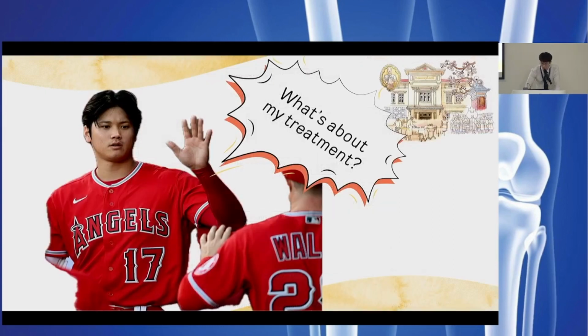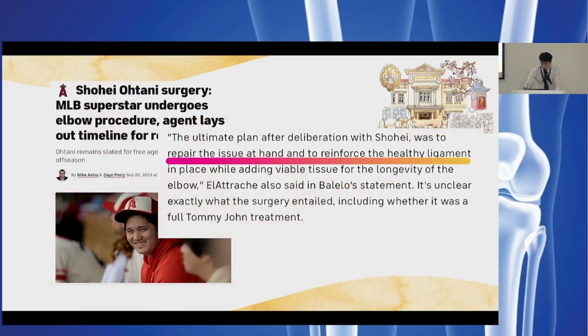Next, how about Shohei? How about the treatment for Shohei? The conclusion of his treatment was UCL repair to reinforce the healthy ligament in place. He was operated on in September last year and planned rehabilitation for the whole of this year and to start pitching again next year.